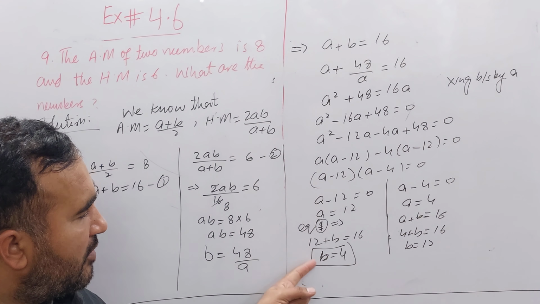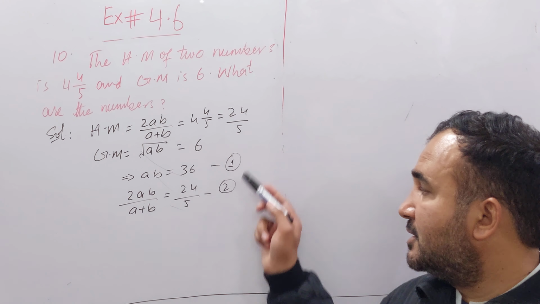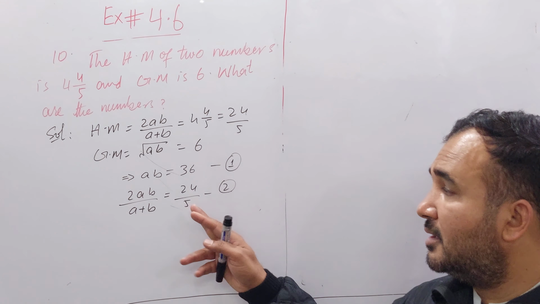If we convert this mixed fraction into an improper fraction, it will be equal to 24 by 5. 5 4s are 20, plus 4 is 24, so 24 by 5. And the geometric mean is given as equal to 6. To eliminate this square root, we have to take the square of both sides. That will make the equation ab equal to 36. So this is equation 1 and this one is equation number 2.